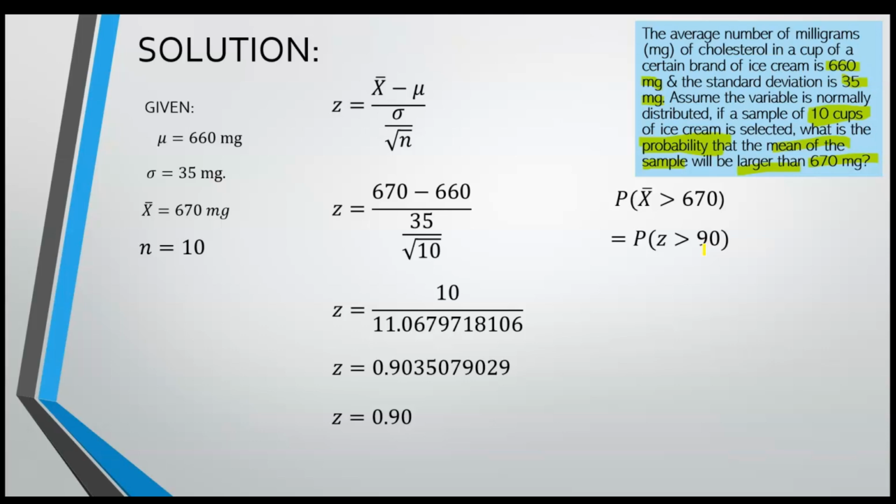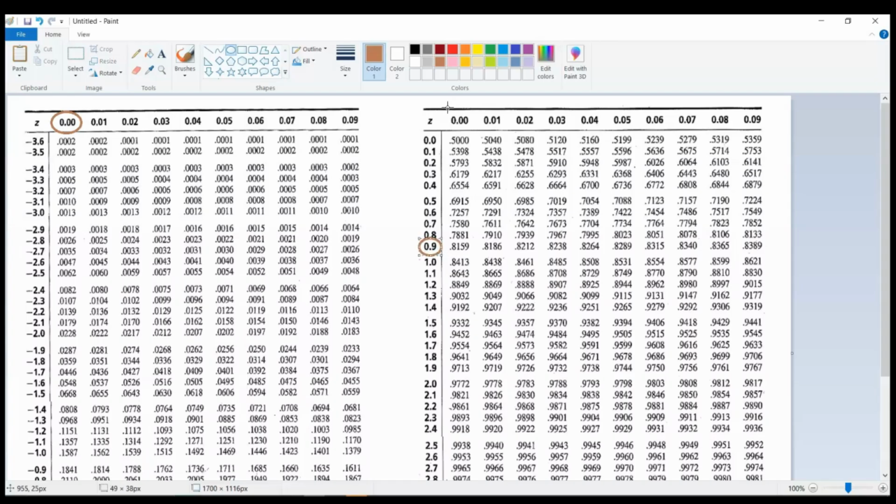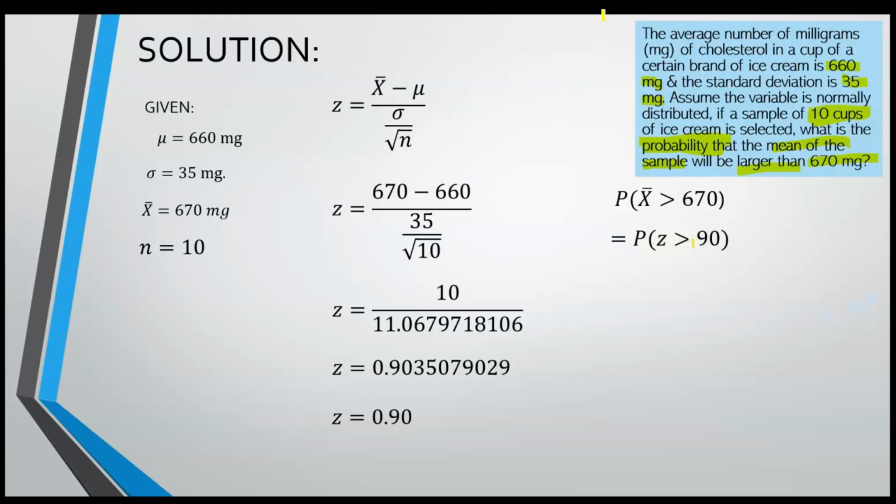So first, let's locate the area of our z-score 0.90 on our z-table. In our z-table, here's 0.9 and 0.00, that's 0.90. The area where these two values cross is our area for 0.90, and it falls at 0.8159. Hence, that's the area of our z-score, 0.90.